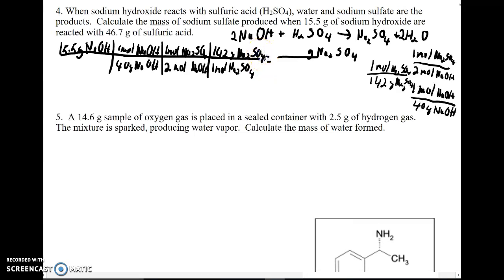All right, so now all I have to do is solve mathematically from there. So 15.5 times 142 divided by 40 divided by 2. And that gives me an answer of 27.51 grams. Don't know what happened there. 27.51 grams of sodium sulfate.